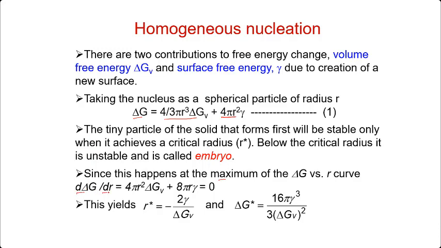d delta G by dr is equal to 0, and this is the derivative, 4 pi r square delta GV plus 8 pi r gamma. That is, if you simply differentiate equation 1 with respect to r, this is what you get. And from here you can derive r star as minus 2 gamma by delta GV. That is the critical size or the critical radius of the nucleus.